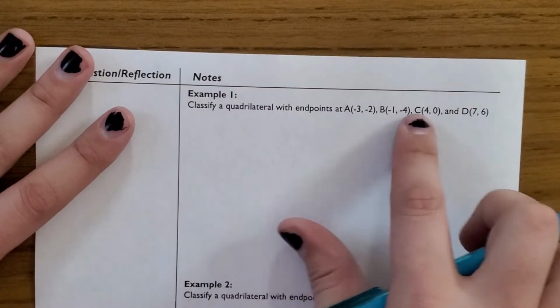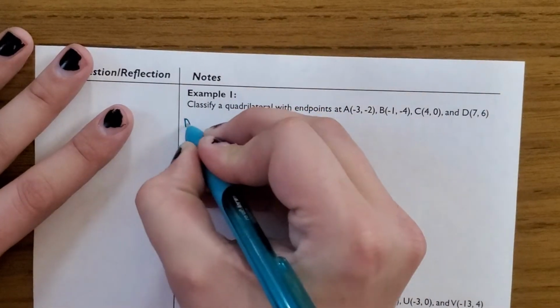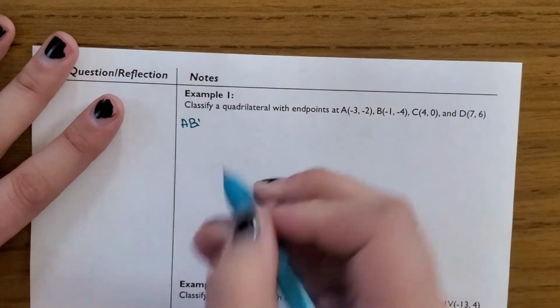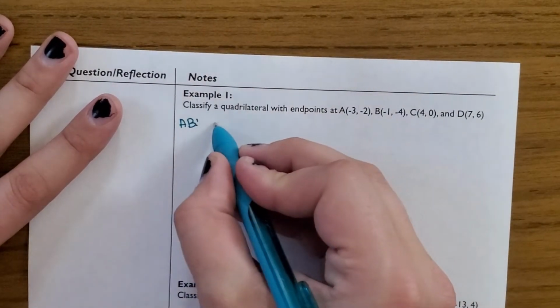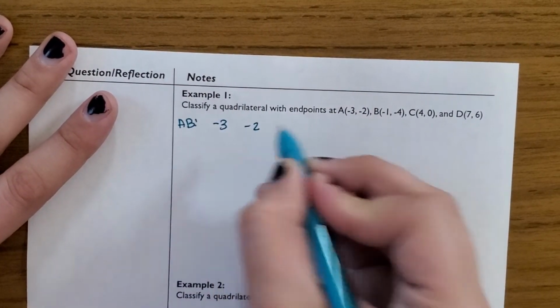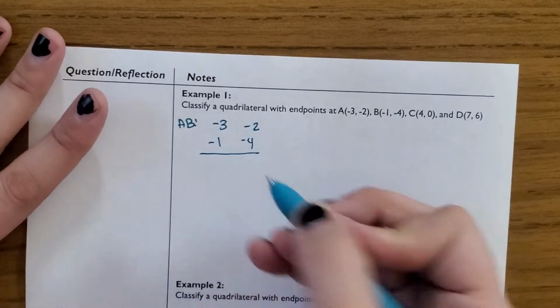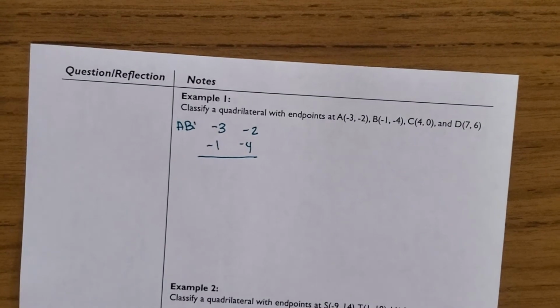What we want to do, though, is find the distance between all 4 points. So AB, BC, CD, and DA. I'm going to set up my distance formula a little bit differently. So I'm going to put this here and this here. If you were in my class, you have definitely seen me do the distance formula like this.